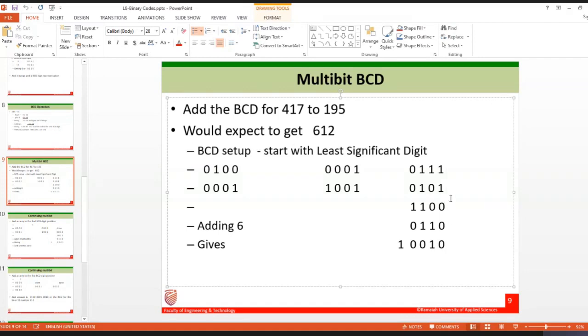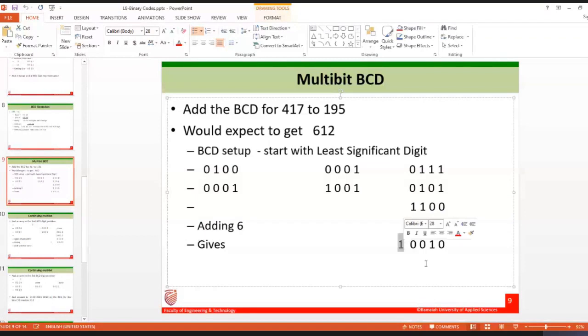When you add the values here, 1 plus 1 is 0, that 1 will carry forward, and you'll get 1100. Now to this 1100 he has added 6. So basically you will add 6 to whatever value is there. When you add that, you will get the answer 0010, which is 2. Now this carry is 1.